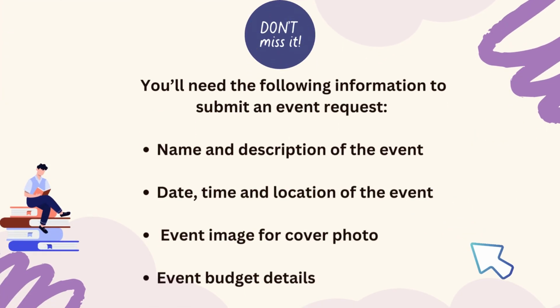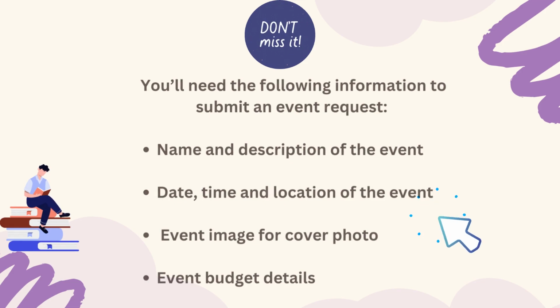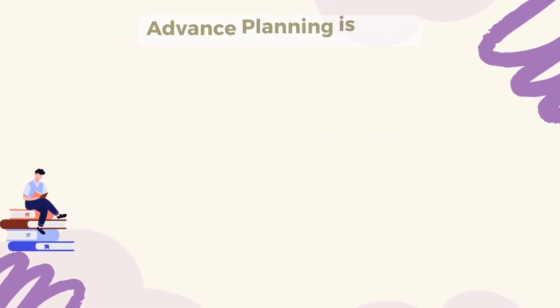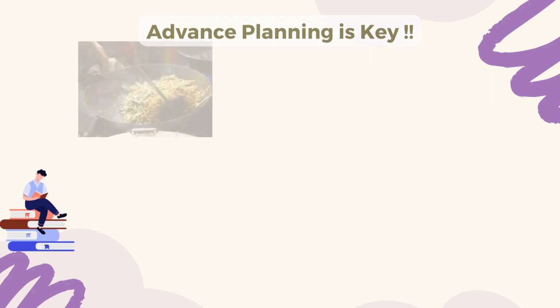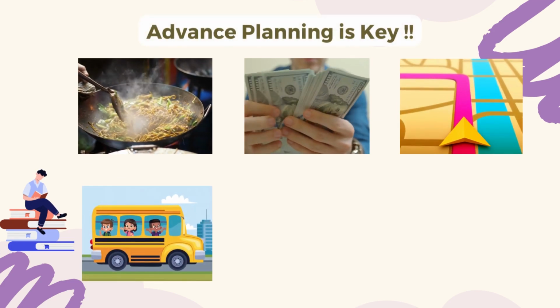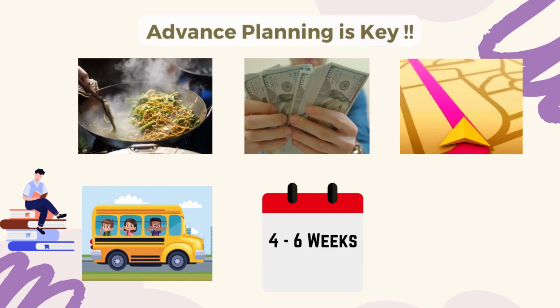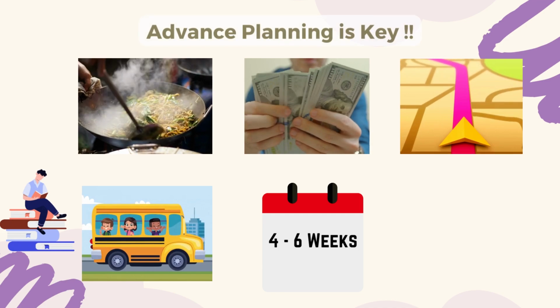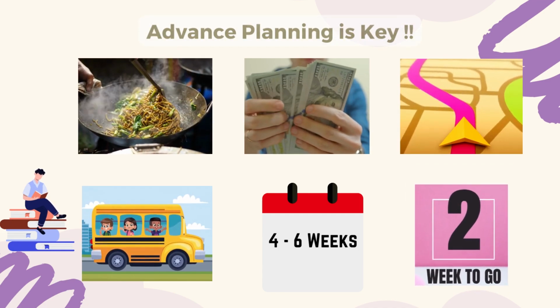You'll need the following information to submit an event request: name and description of the event, date, time and location of the event, event image for cover photo, event budget details. Advanced planning is key. Events involving food, funds, off-campus activities, or travel require that your event request be submitted 4 to 6 weeks before the proposed event date. On-campus events where no funding is needed require at least 2 weeks advanced planning.